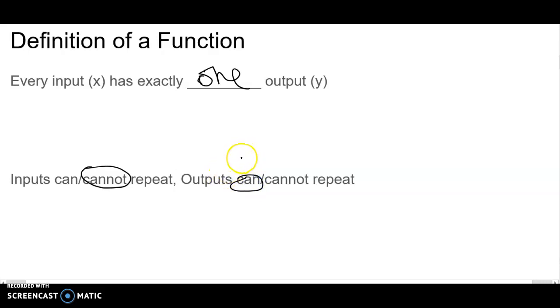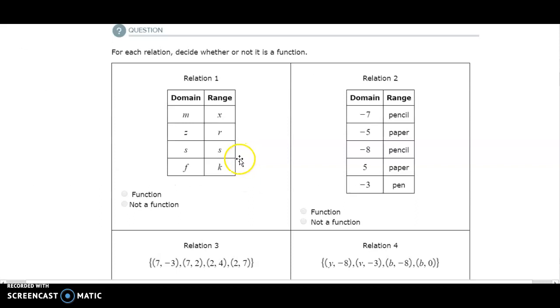As we go through this, we're going to be looking to see if our inputs repeat themselves and if our outputs repeat themselves. So domain is our input. Do any of my inputs repeat themselves? No. So it is a function. Over here, do any of my inputs repeat themselves? No. So it is a function. Even though my outputs repeat themselves, that's okay because my inputs don't repeat themselves.